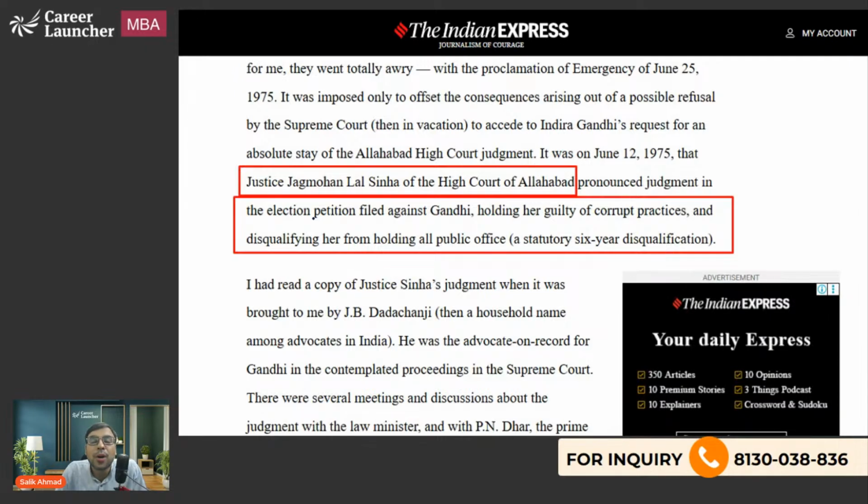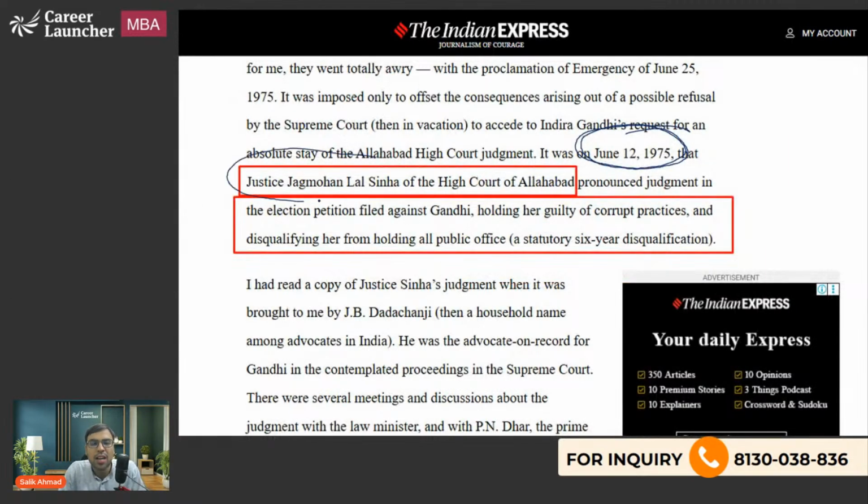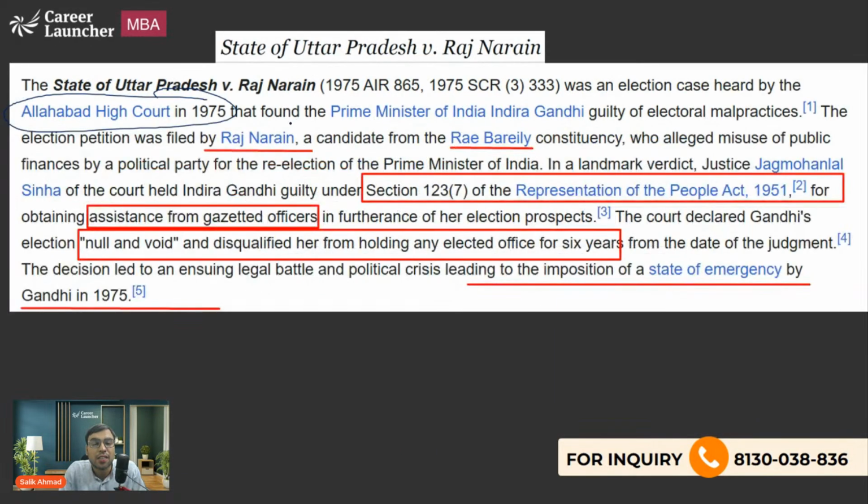Okay. Then the most important thing that happened, because of which perhaps Indira Gandhi ji invoked emergency, was this. This is what we call the State of Uttar Pradesh versus Raj Narain case, where Indira Gandhi ji's election was declared null and void. So the Allahabad High Court, a single judge bench, Justice Jagmohan Lal Sinha of the Allahabad High Court, passed an order saying that Indira Gandhi ji's winning election from Rae Bareli is void because it violates Section 123 clause 7 of the Representation of the People Act. Okay. And if you are no more a member of parliament, of course, you are no more a prime minister.